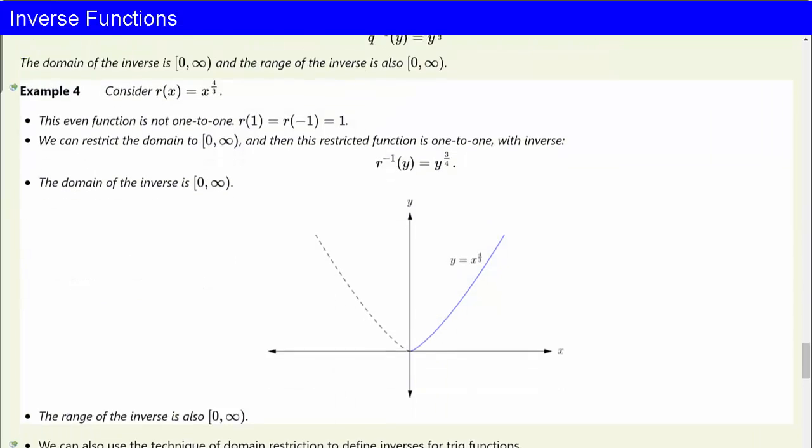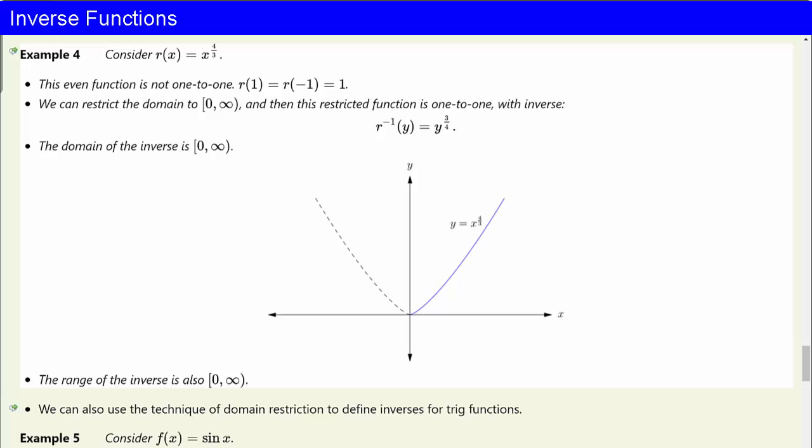For a final example, consider r of x equal x to the 4/3 power. Then this even function is not 1 to 1. For example, r of 1 and r of minus 1 are both 1. We can restrict the domain to the interval 0 to infinity, allowing 0, and then this restricted function is 1 to 1, with inverse r inverse of y is y to the 3/4 power.